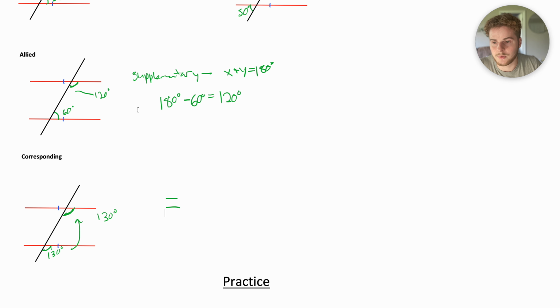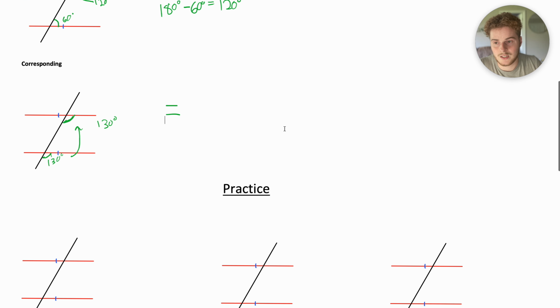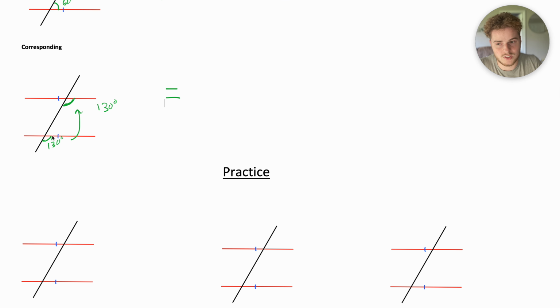When we look at allied, we know these two angles are supplementary, and they will add up to 180 degrees. And this happens when there's a set of parallel lines with a line intersecting through them. And then corresponding is two angles that can be found to be the same measurement. So you could see it like this, where these ones are 130 each. Or, I mean, you might see something like this too. These would be classified as corresponding.